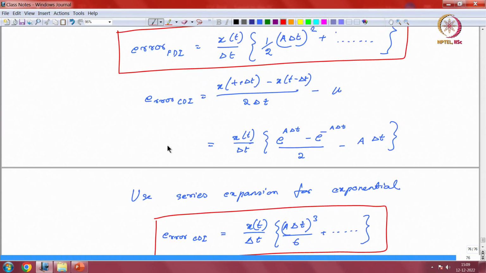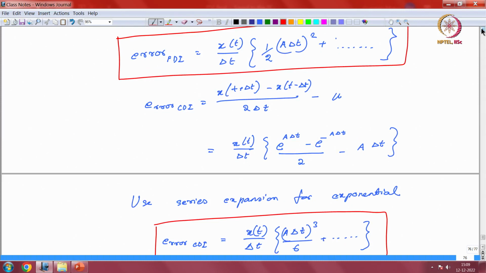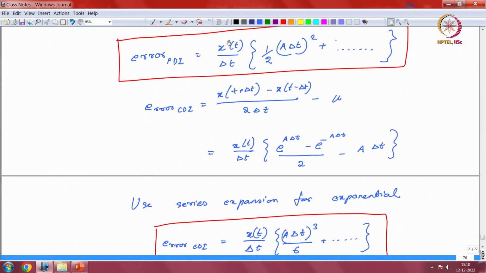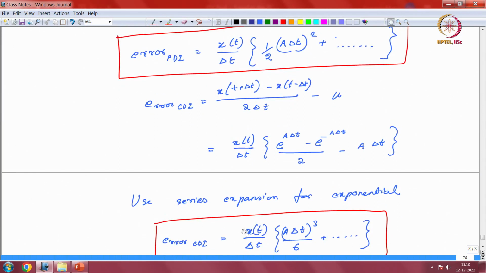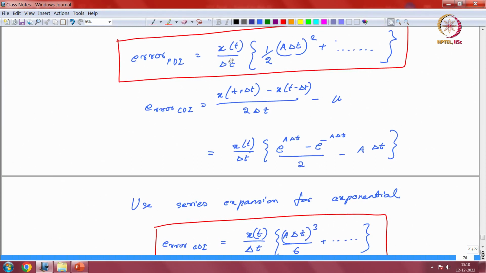So now if you just want to compare these two, I have both the expressions written up on the screen. If you go ahead and compare the two expressions, what you will see is in this case, both of them have the same multiplier outside, which is x t delta t. But the expressions inside here, these are two different expressions. So here you have a delta t square, here you have delta t cubed. You also have a delta t here. So you can see that the error here is of the order of delta t. So the error in the forward difference method is of the order of delta t.